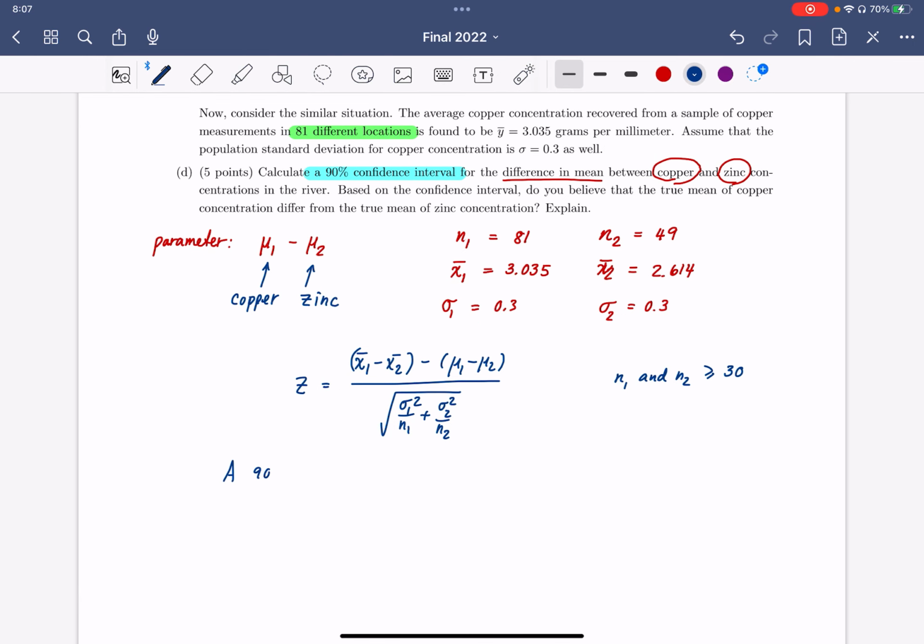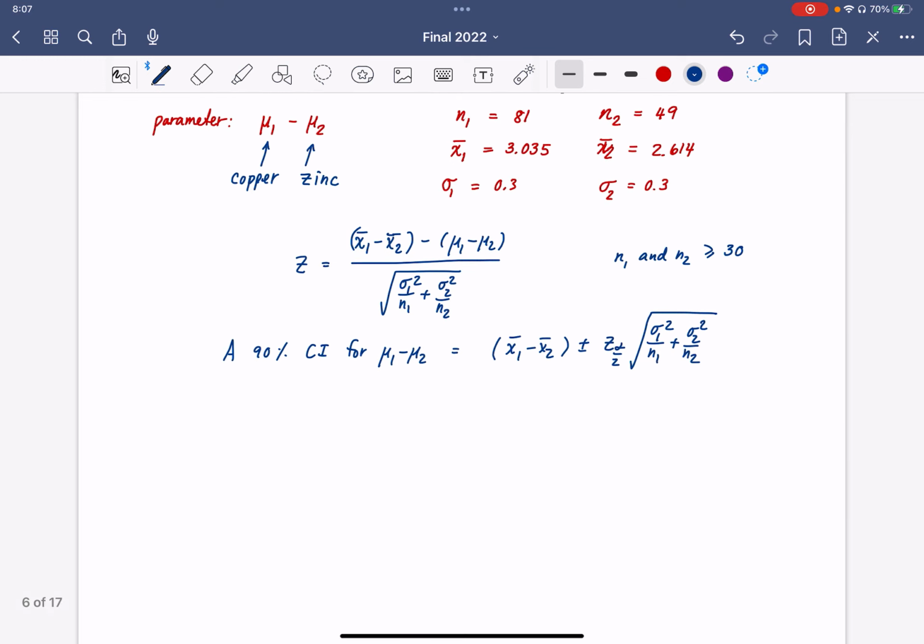So the 90% confidence interval for mu1 minus mu2 is going to be x bar 1 minus x bar 2, plus or minus z alpha over 2 times the square root of sigma1 squared over n1 plus sigma2 squared over n2. And then you plug in everything, and you should get the answer you want.